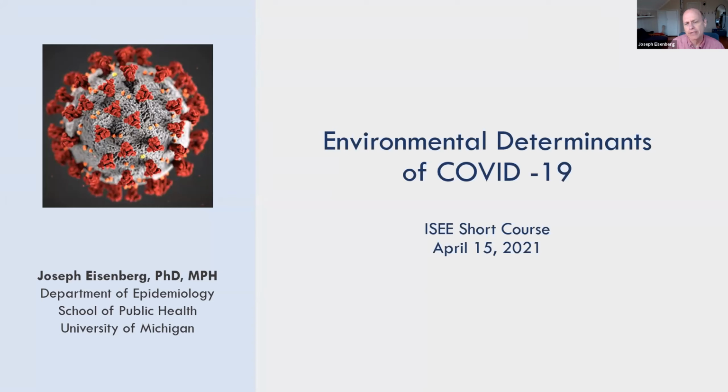So my name is Joe Eisenberg. I'm the professor and chair of epidemiology at the University of Michigan School of Public Health. And my area of interest is in understanding environmental determinants of infectious disease transmission in general. Most of my focus has been on enteric pathogens, diarrheal disease, and on vector-borne pathogens.